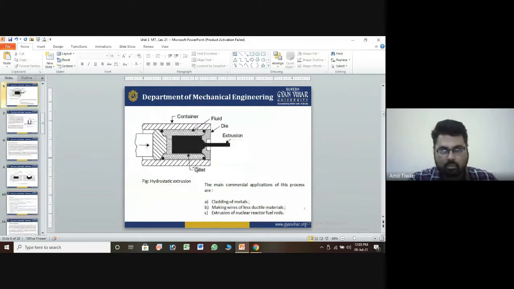You can see a diagram of hydrostatic extrusion working. This is the container where all the parts are fixed, and fluid is applied for insertion. This is the die, where pressure is applied through the fluid and the part is extruded.